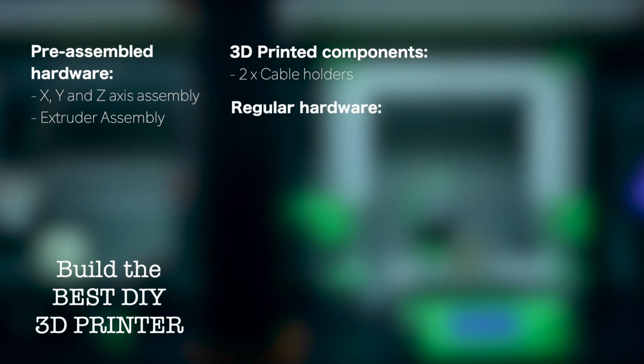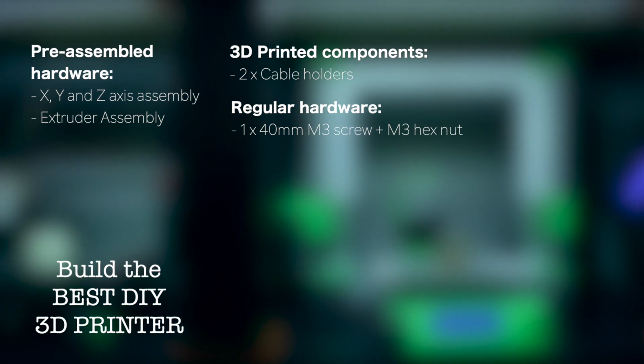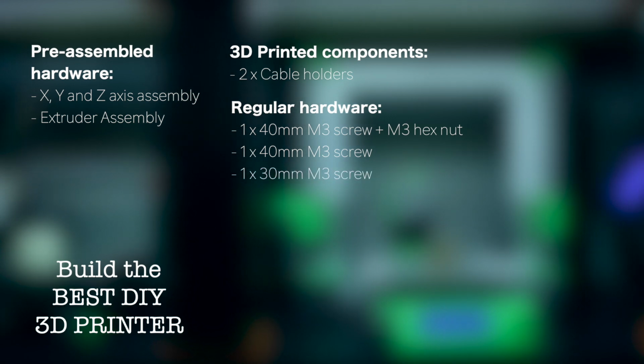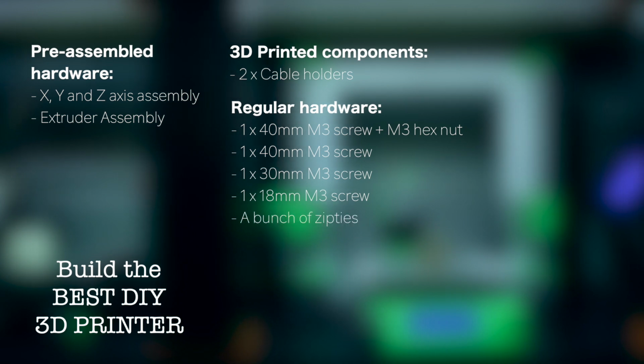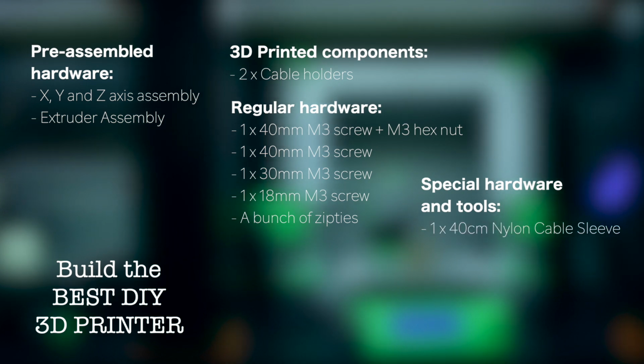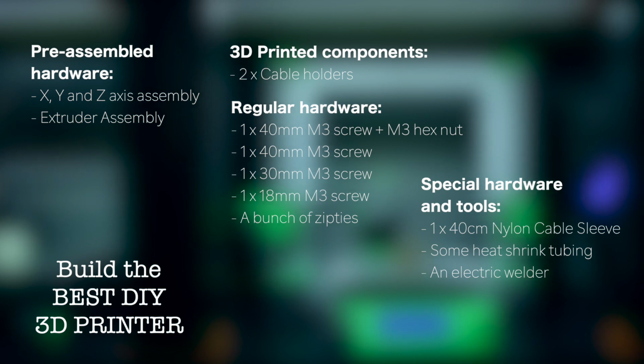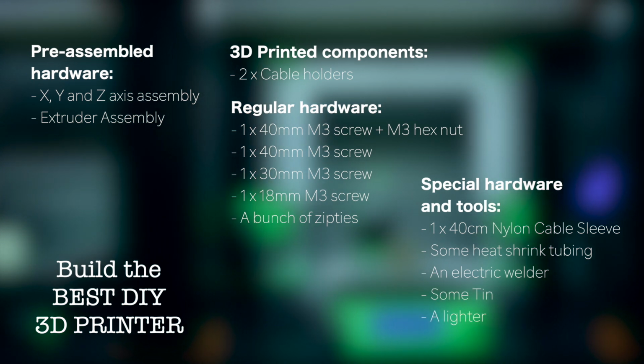For regular hardware, we'll use 1x40mm M3 screws with an M3 hex nut in the middle, 1x40mm M3 screw, 1x30mm M3 screw, 1x18mm M3 screw, and a bunch of zip ties. Finally, for special hardware and tools, we'll need a 40cm nylon cable sleeve, some heat shrink tubing, an electric welder, a bit of tin, and a lighter.